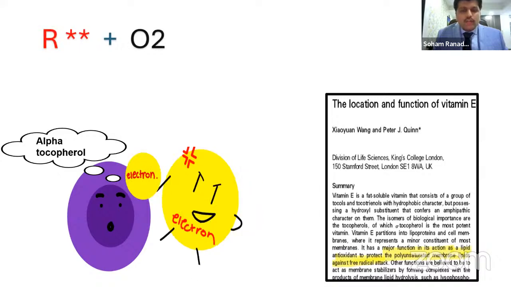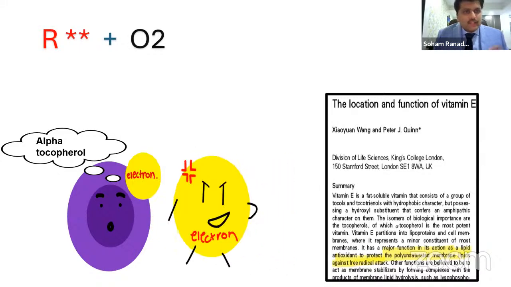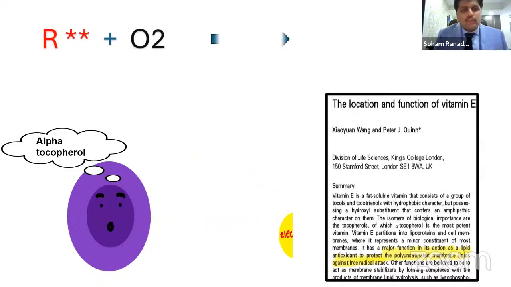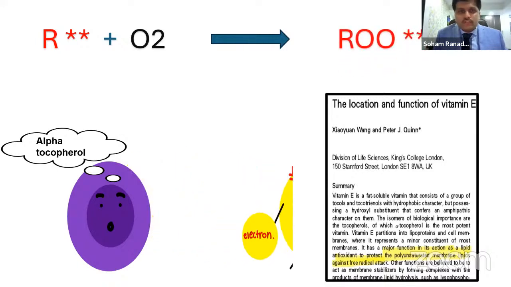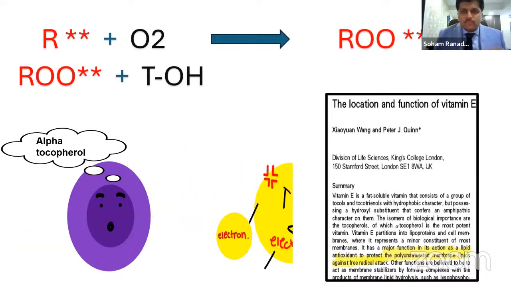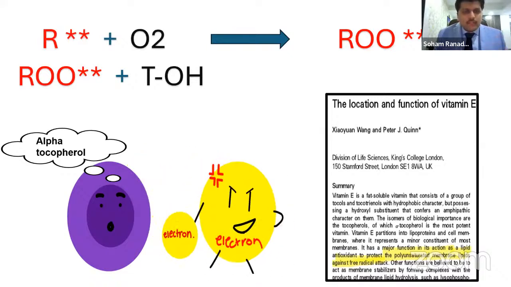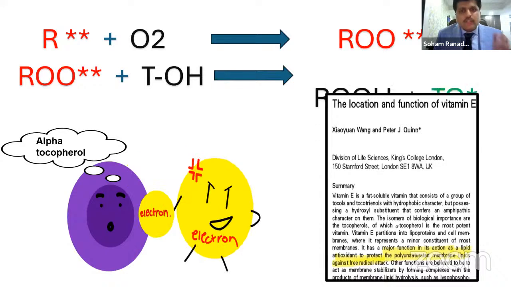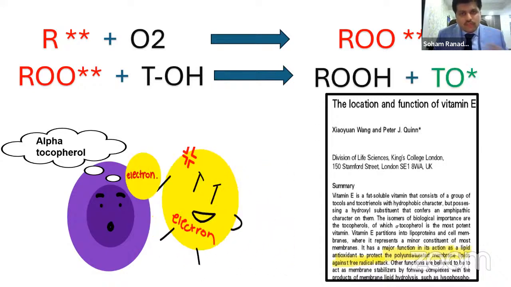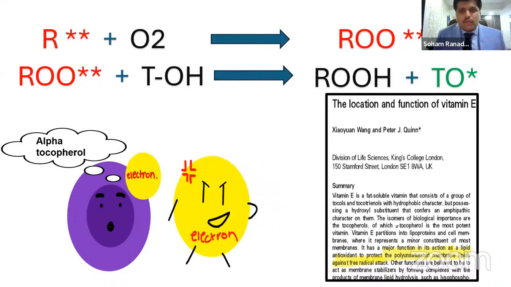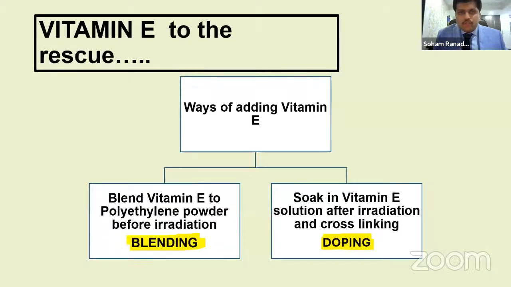Now, this alpha tocopherol, what does it do exactly? These free radicals, when they combine with oxygen, form reactive oxygen species. When these reactive oxygen species link with alpha tocopherol, this vitamin E gives one electron, and thus the thirst of the free radicals is quenched, the electron donation is done, and they are stable.